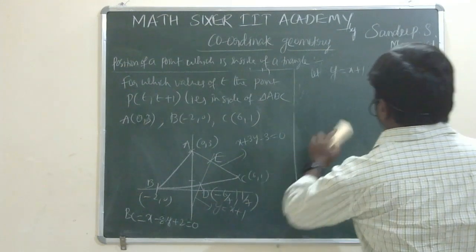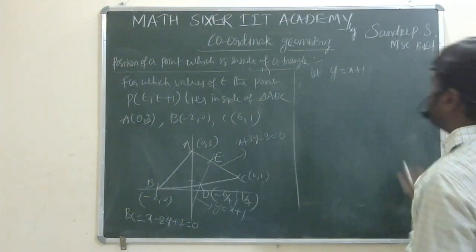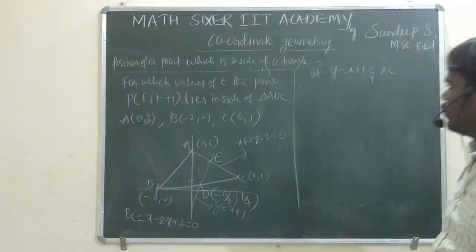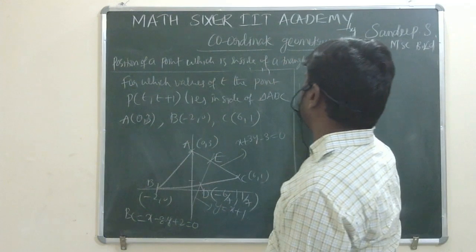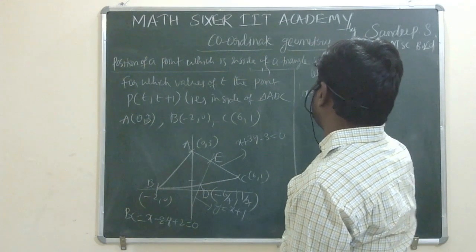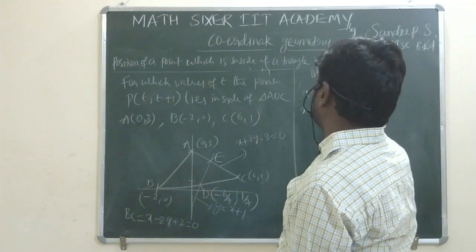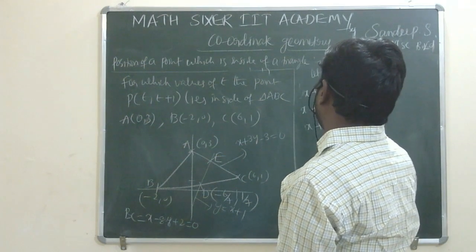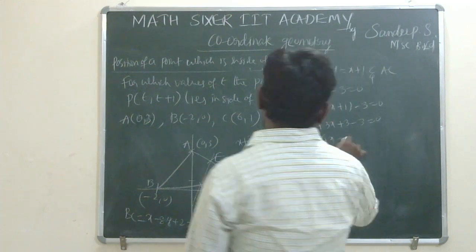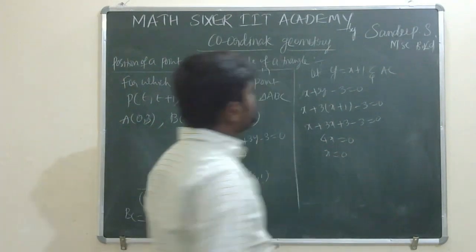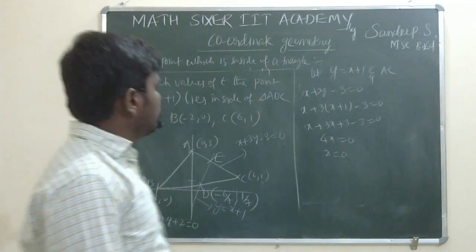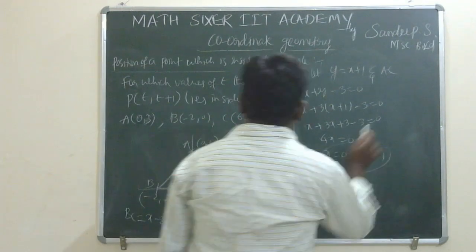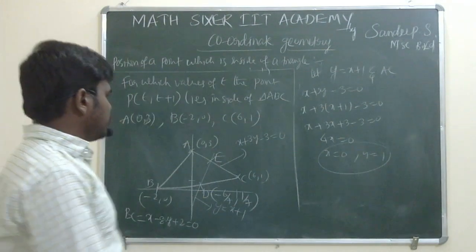E here. Now solve y is equal to x plus 1 and also AC. AC is nothing but x plus 3y minus 3 is equal to 0. So x plus 3 into y, that is x plus 1, minus 3 is equal to 0. Hence x plus 3x plus 3 minus 3 is equal to 0. So 4x is equal to 0, so x is equal to 0. Now x is equal to 0 means y is equal to 1. So (0, 1) is the point E.